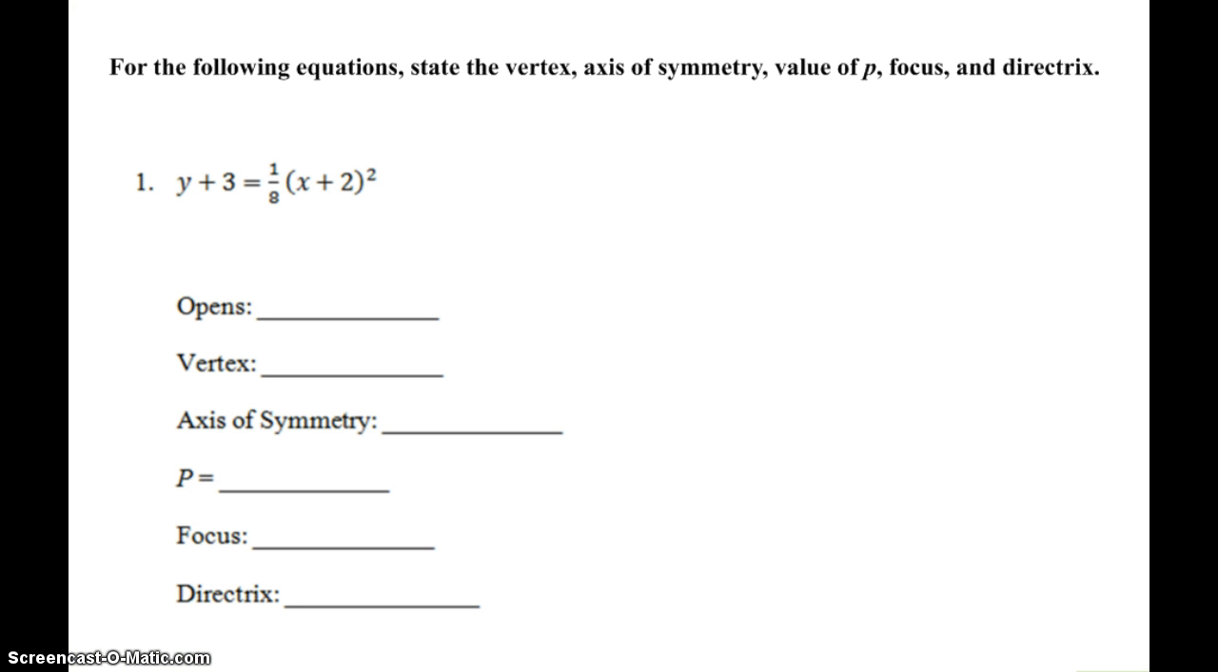Here's problem number 1. First off, take a look at this equation. It starts with a y, therefore this parabola will either need to open up or it'll need to open down. That's because y deals with the up and down direction. So when we look at how it opens, we're going to take a look at the number in front of the parentheses. We're always going to do this. This is a positive 1/8, therefore it opens up.